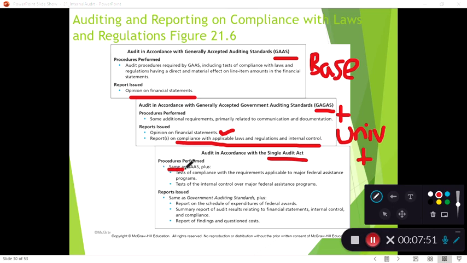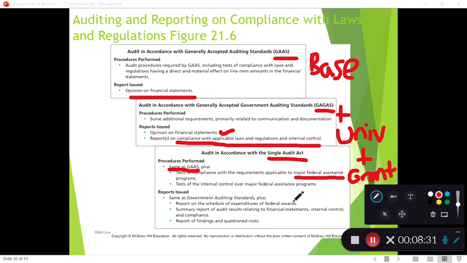So notice how it says same as GAAS, and GAS also. And so here the Single Audit Act is related to major federal assistance programs, right? So we get a bunch of grants, as a university, for example, and a lot of those grant programs have their own set of regulations that the university has to adhere to.